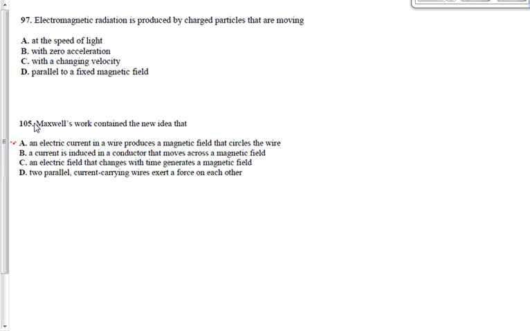A, a current is induced in a conductor that moves across a magnetic field. That's Faraday and Henry, right? B is Faraday and Henry. C, an electric field that changes with time generates a magnetic field. Yes or no? Yeah, that one works for us here, right? C works for us. D, two parallel current-carrying wires exert a force on each other. Well, they do. It's a correct statement, but it doesn't answer the question. The answer is C there.